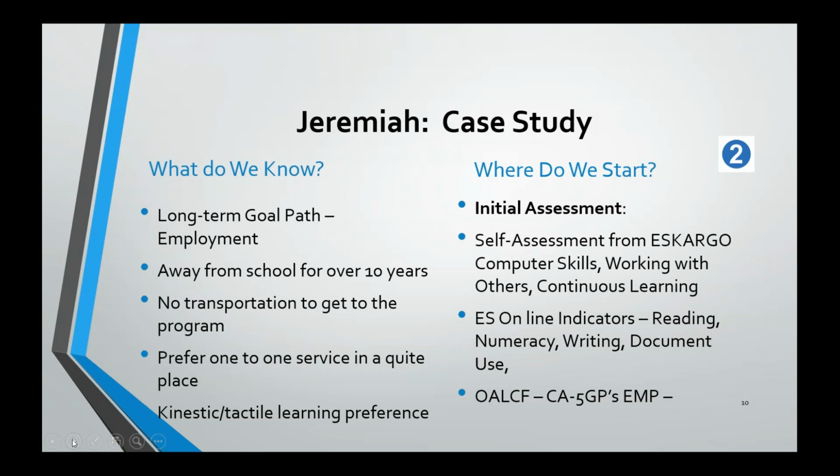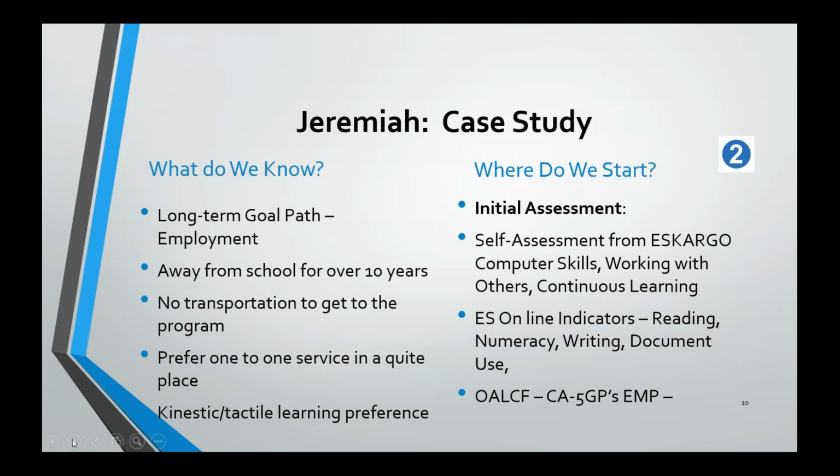The essential skills are embedded right into our framework, so they can line up nicely if you take a look at document use and interpreting documents, for example. We could also use the common assessment for the OALCF goal paths that was developed here by Dryden Literacy. We're going to start thinking about where he wants to go and what kind of tasks he's going to be able to do.